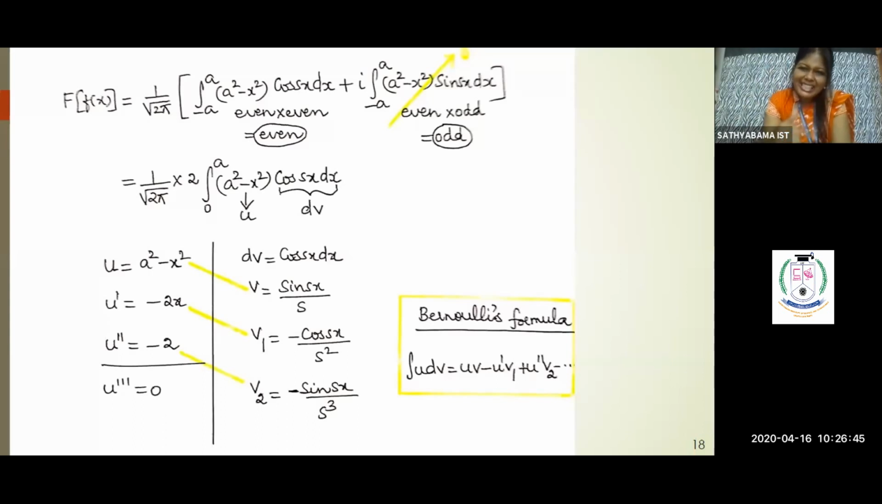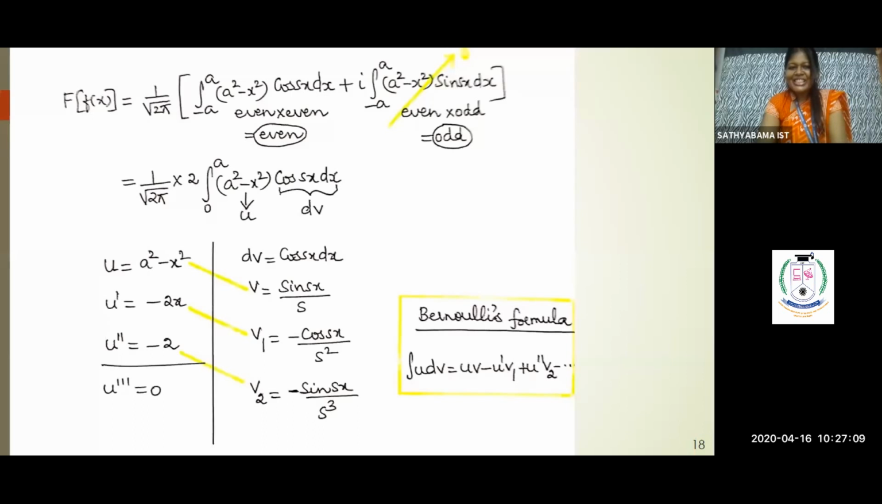So what is v? v is integral of dv. Integral of cos sx is sine sx divided by the constant s. What is v1? Integral of v, which is integral of sine sx. Integral of sine is minus cos. So minus cos sx divided by s into the s that I already have gives me s square. Similarly, what is v2? v2 is integral of v1. What is integral of minus cos? Minus sine, divided by another s. So I get s cube.